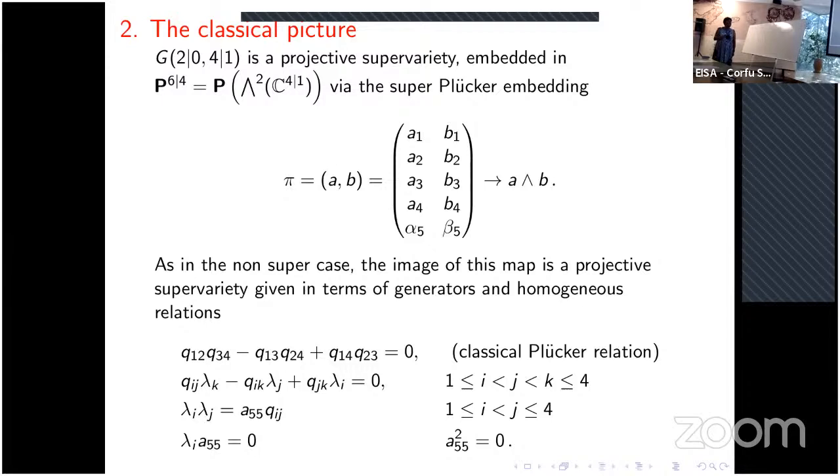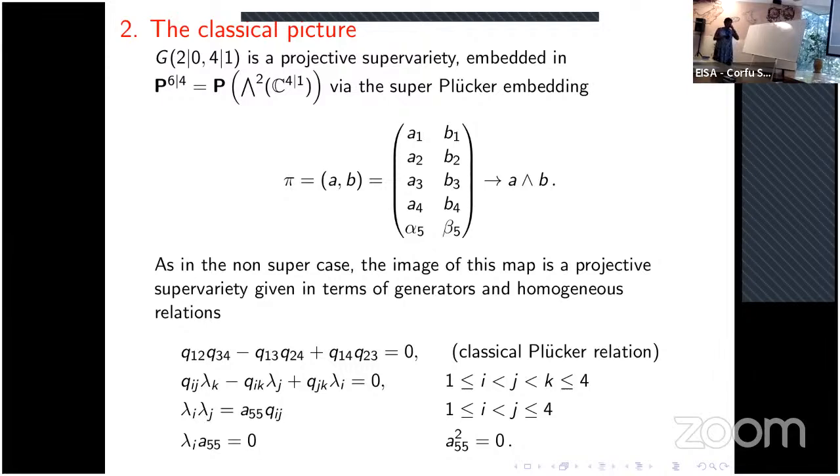If I take a change of basis, here it will change with the determinant. So really this map is well defined between the planes, and Λ^2 C^{4|1} is not well defined. It's defined up to a constant that is a determinant. So it means that it is defining the projective space.